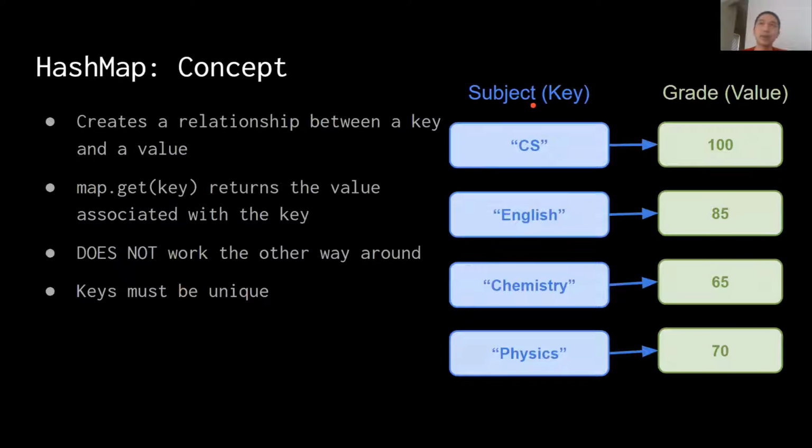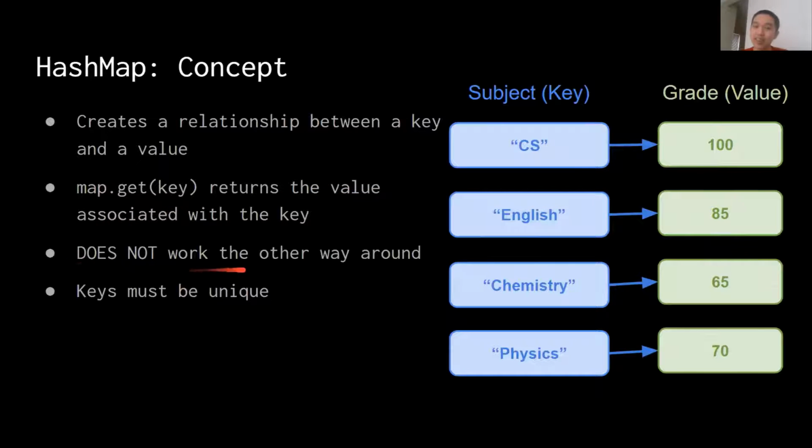I tell the computer, I want these two things to be related to each other. So if you use the function map.get and pass the key into the .get function of the map, it returns the value associated with the key. For instance, if I do map.get CS, I would get 100. If I do map.get English, I'll get 85, right? So I'm linking these two pieces of data together using this hash map. That's the power of what you can do with a hash map. You can literally link any two pieces of data together.